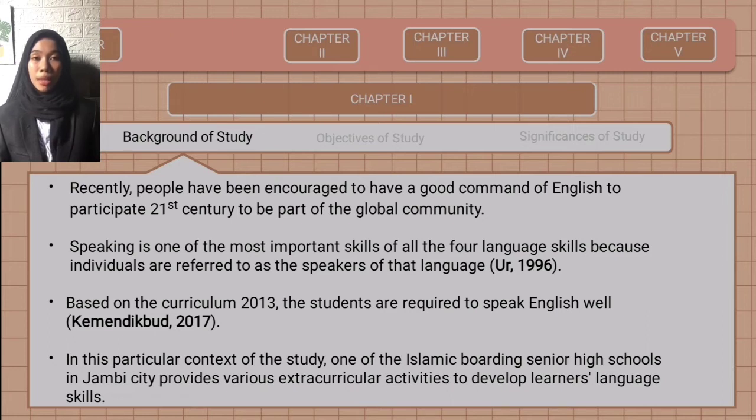In Indonesia, English has become a foreign language and one of the main subjects for students, especially at the senior high school level. Based on the curriculum 2013, the students are required to speak English well. It means that speaking ability becomes the competence that must be reached in learning English. However, the practice of English speaking during the class rarely occurs. It is not easy for beginners to speak English, notably if learners are Indonesian students at senior high school.